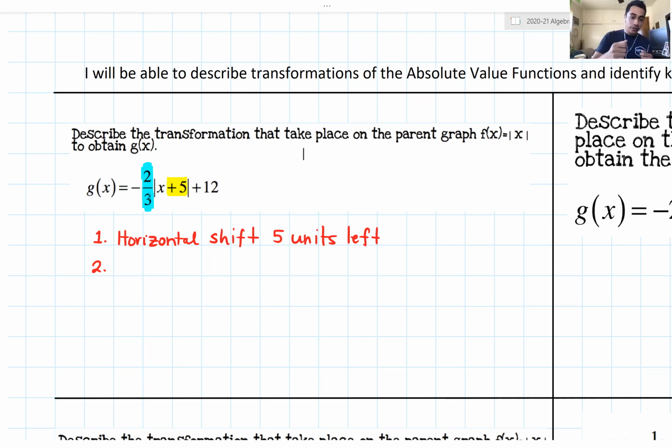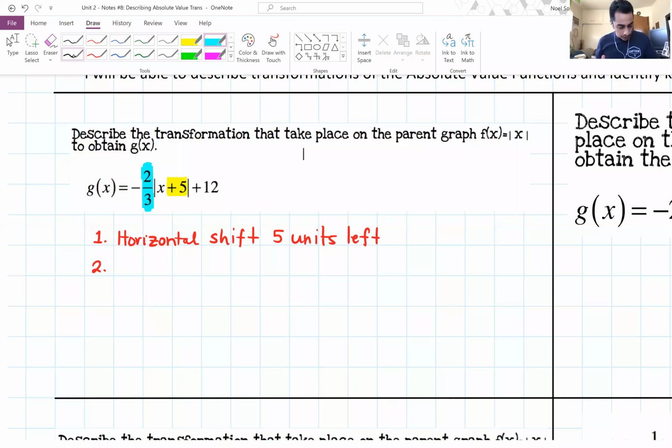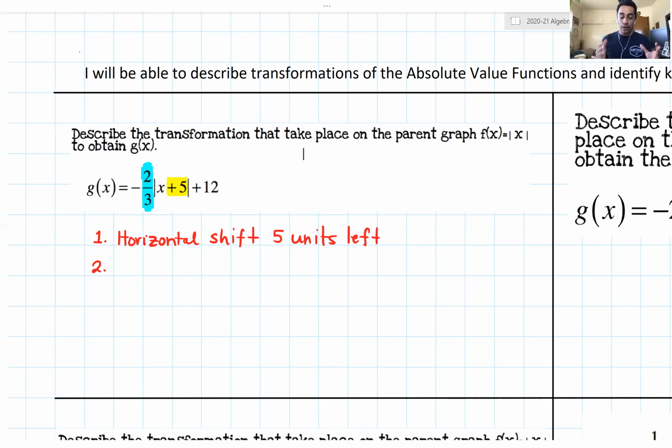Okay, so I'm first going to focus on just the 2/3. Now what do you notice about 2/3? Is 2/3 a number that is going to create a compression, or is 2/3 a number that's going to create a stretch? It's less than 1, and because it's less than 1, it is a compression. Good. So we are going to say vertical compression, which means we are essentially making the absolute value function wider.